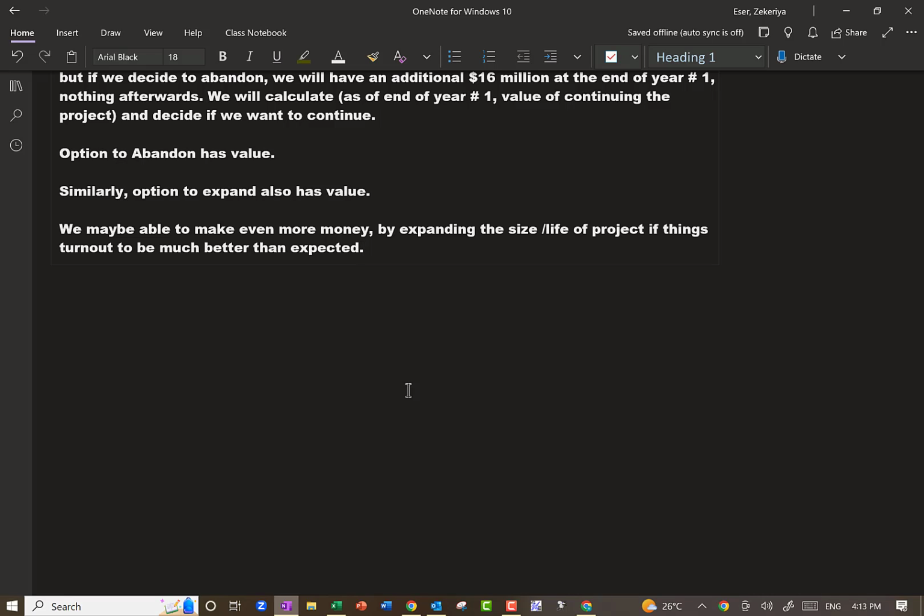In each scenario, you have a decision to make. Are you going to abandon, continue as it is, or expand? And based on that decision, you're going to figure out what the future cash flows are going to be. Then you're going to calculate NPV under each scenario, calculate the expected NPV. That's how you're going to make your decision.